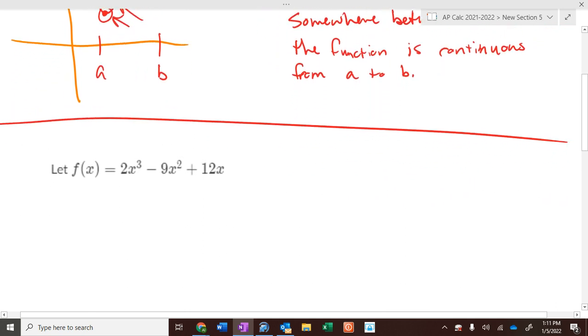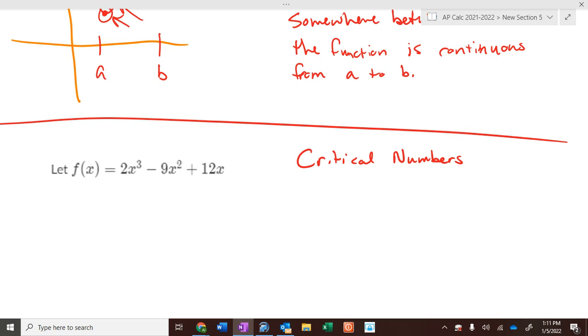So here's a function. First of all, what we need to find is the critical numbers. The critical numbers are, for the most part, where your maxes and minimums occur. Every once in a while you won't have a max or min at a critical number, but for the most part, that's where they are. So how do you find the critical numbers? You take the first derivative, set it equal to 0, and solve.